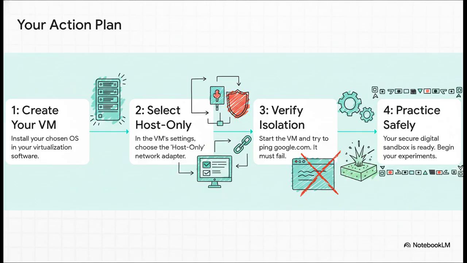3, check your work. Fire it up, open a command prompt, and try to ping google.com. It has to fail. That failure is your proof of success. It means you're totally isolated. And finally, step 4, go play. Experiment, learn, break stuff, all with total confidence that you're doing it in a secure space.